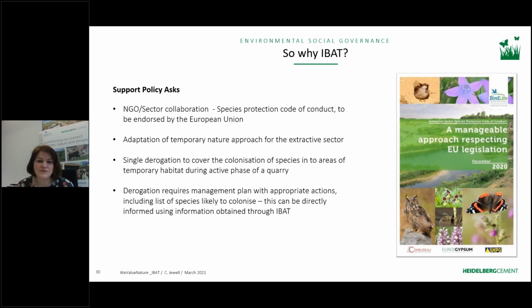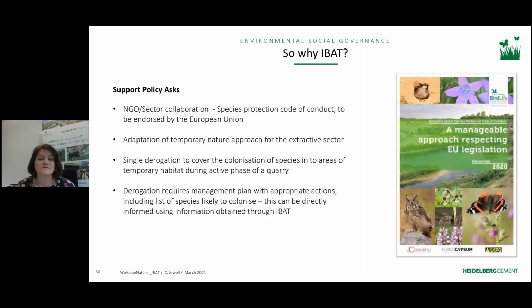But of course, this can provide huge issues, particularly with protected species, because a lot of the protected species, particularly amphibians and a few of the bird species, are really linked with these new pioneer habitats. For example, newts, toads, sand martins, and a lot of cliff nesting birds. So what we've been doing, with the extractive sector and BirdLife, is developing a new code of conduct for how we can manage these protected species in our quarries during the active phase, and come up with a way of developing a derogation that can cover the life of the quarry.